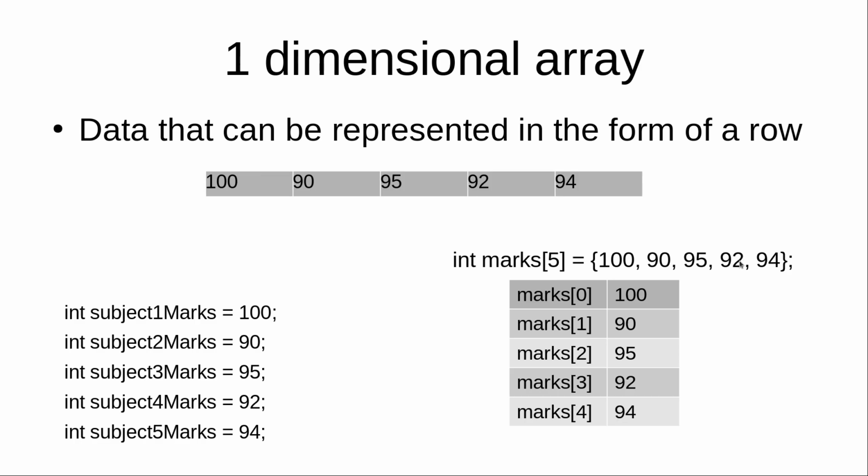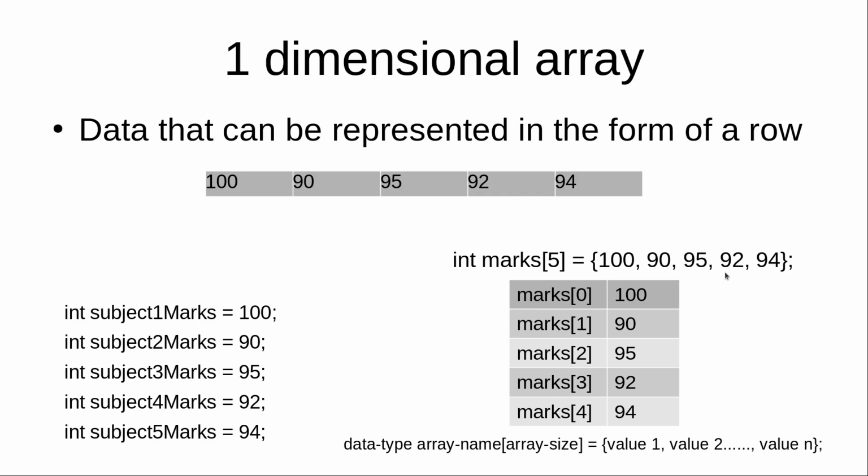If you try to generalize this, the first thing we have here, int, is the data type. First we say what the data type is, and then the array name. Here we have given the array the name marks, and then we say the array size. Here we need to store 5 values, so we have given the array size as 5, and then the values: value 1, 2, 3 up to n. Here the values are 100, 90, 95, 92 and 94.